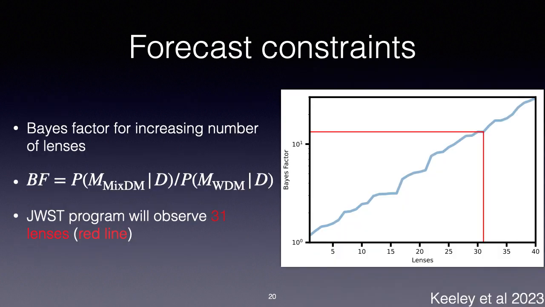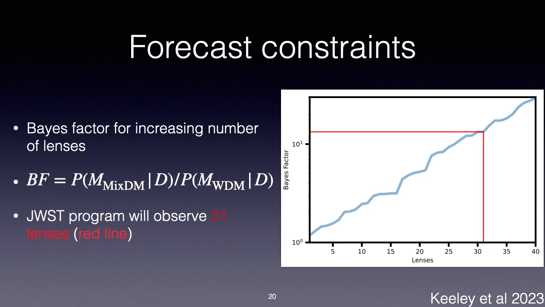The next thing we calculate is the Bayes factors for the mixed dark matter relative to the warm dark matter, for a varying number of lenses used in the analysis. That's what's shown here in this figure. The blue line is the Bayes factor you would get for a given number of lenses. When you get to around 40 lenses or so, you can get a Bayes factor of 30 to 1 for mixed dark matter to warm dark matter.